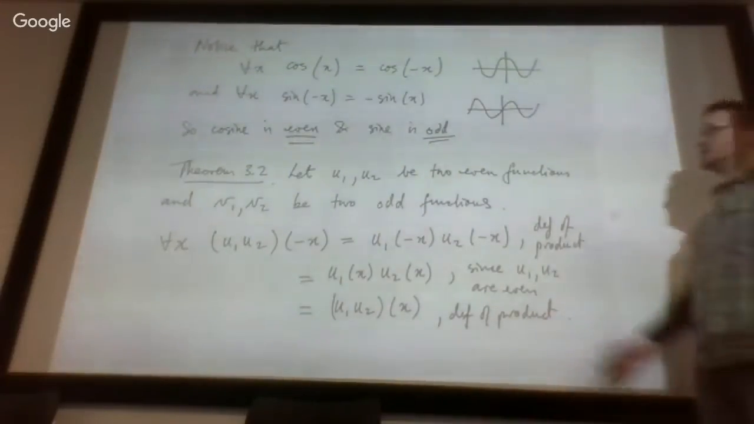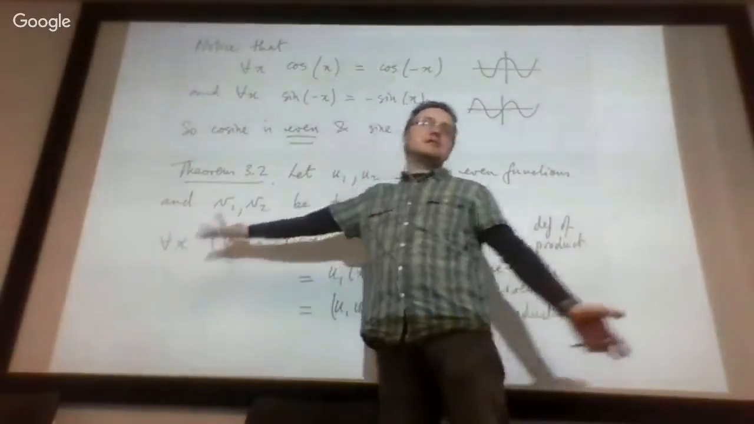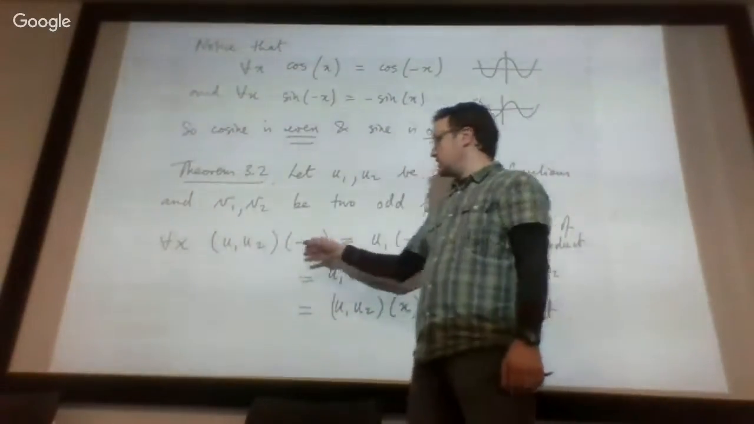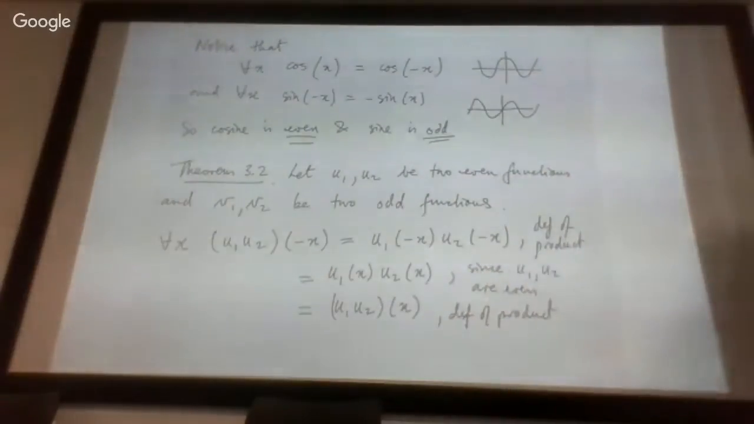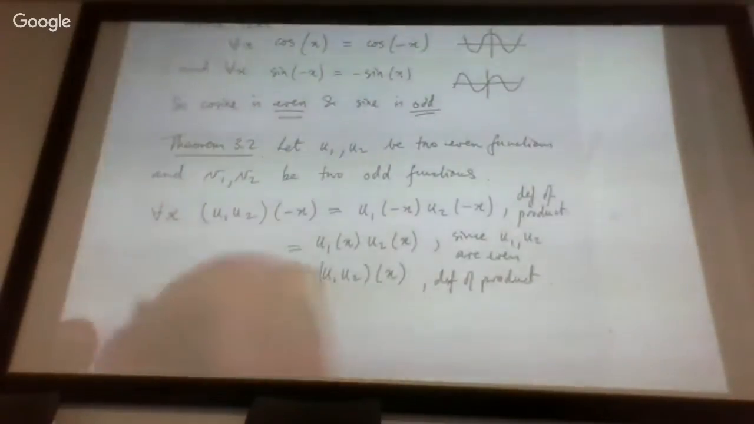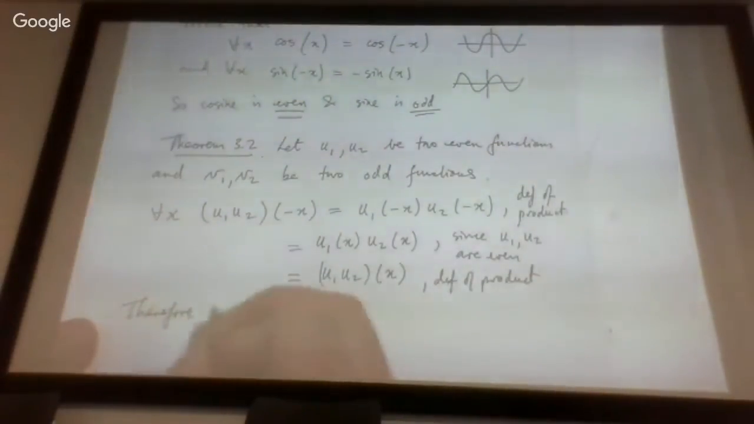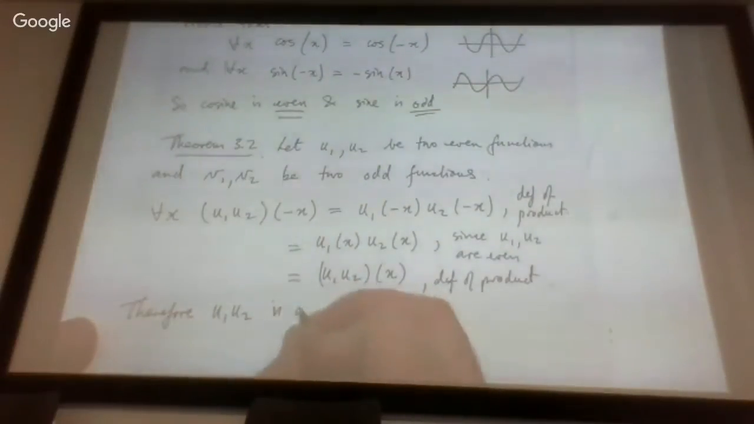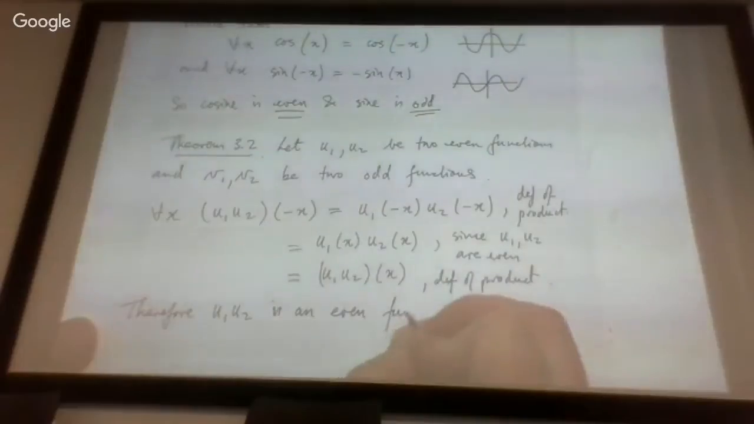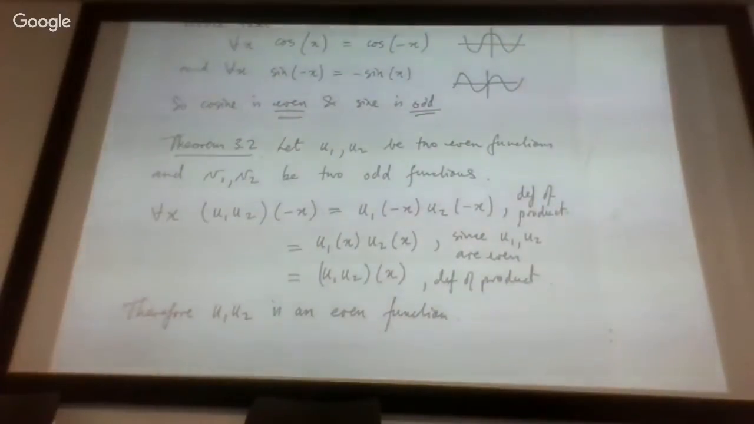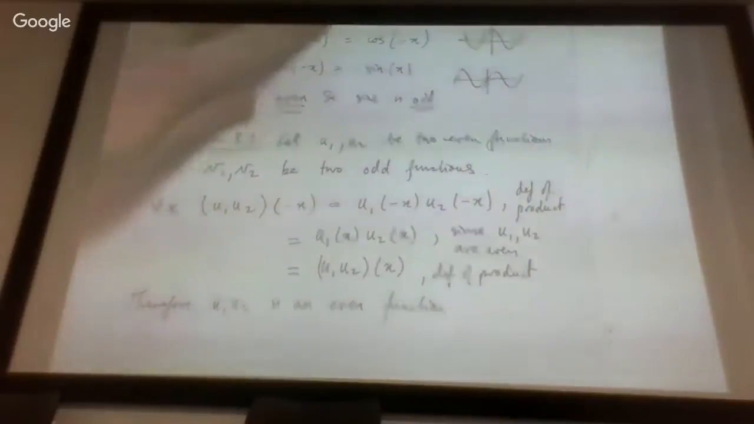So from beginning to end, look what you have. For every x in the domain of these functions, when you evaluate the product on negative x, you get the same values as when you evaluate it on positive x. So therefore, the product function u1 u2 is an even function. The other properties can be proved in exactly the same way. Exactly the same principle: form the product, evaluate it at minus x, apply the definition of whether they're even or odd, and look at the resulting sign that comes out.